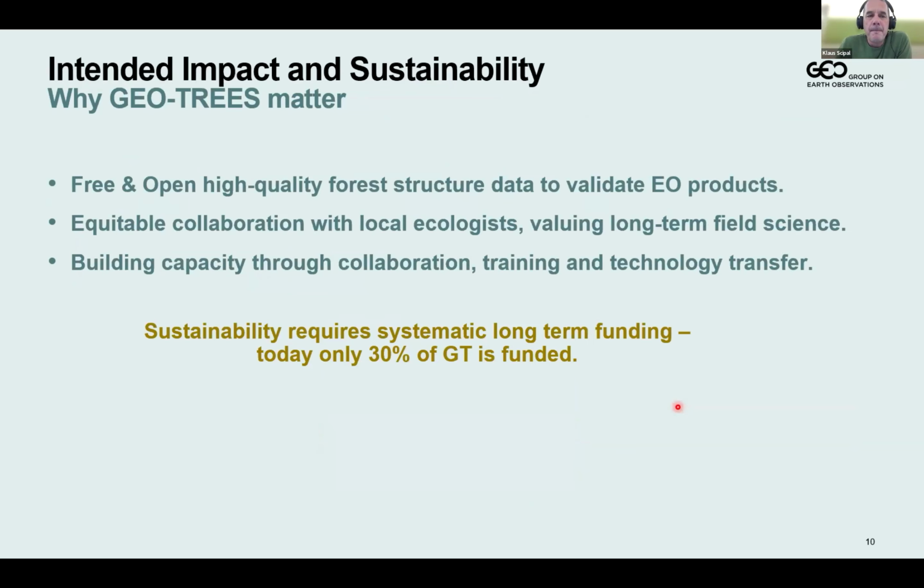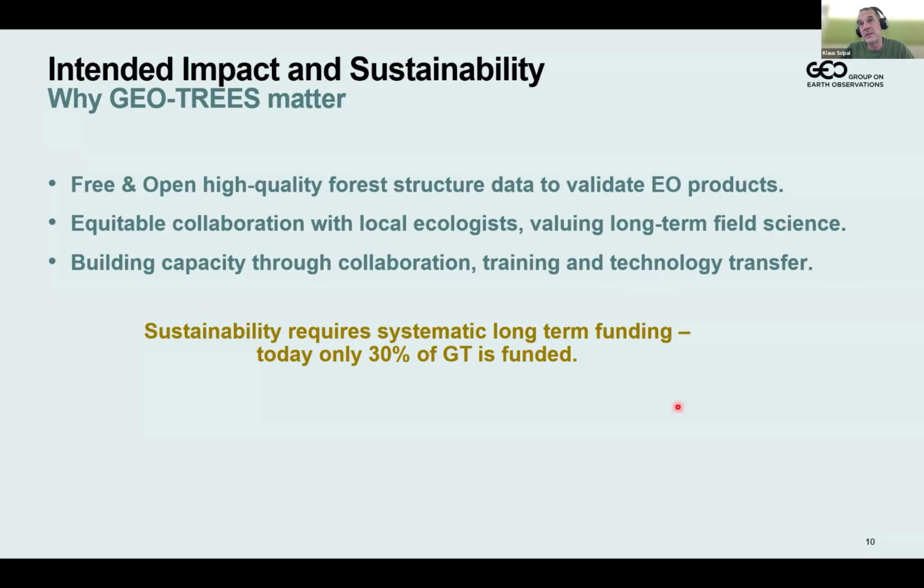Now, on the impact and the sustainability, I think the impact is that we will deliver free and open high-quality forest structure data to validate Earth observation data, and this is shared in a FAIR way. So we really want to provide data that can be used in science, that is reproducible, that is accessible, that has geolocation information, and that is processed in a consistent way globally. So you don't have to go to the individual PI, but you have one access point where you can access this data.